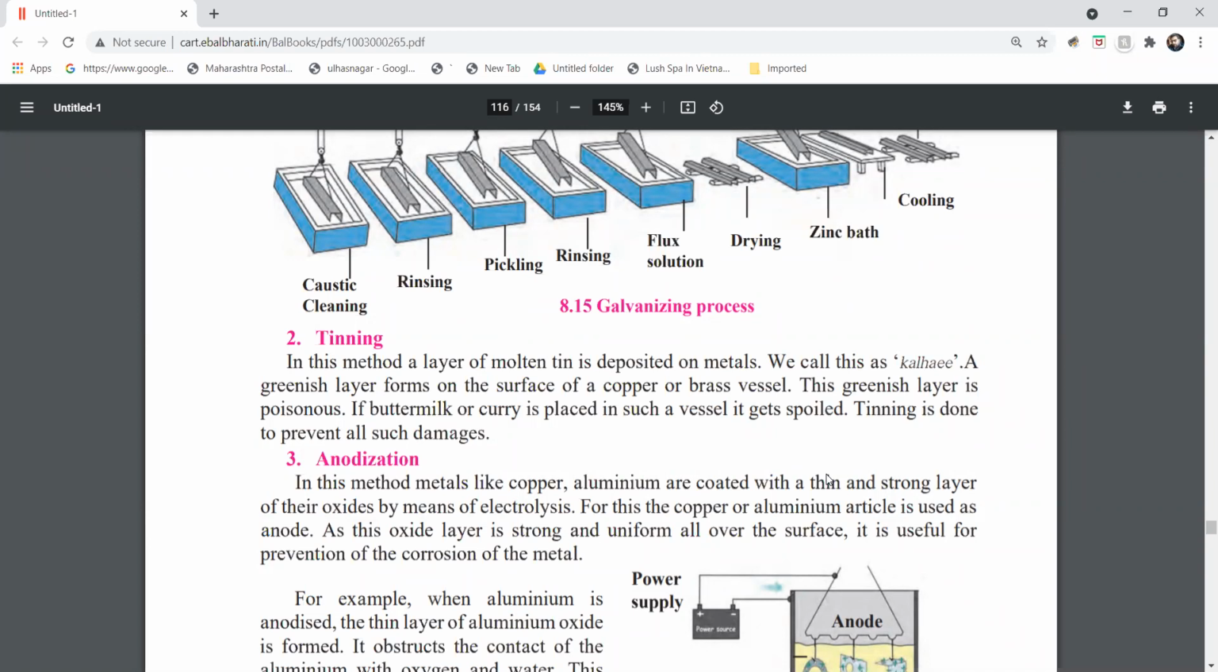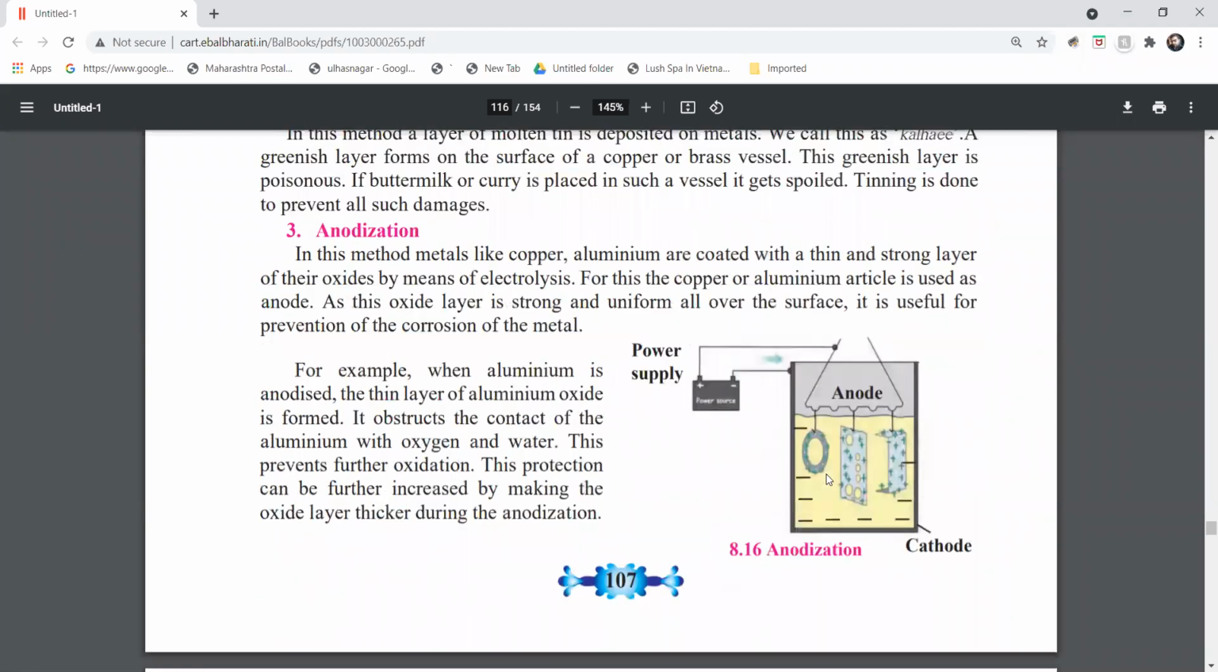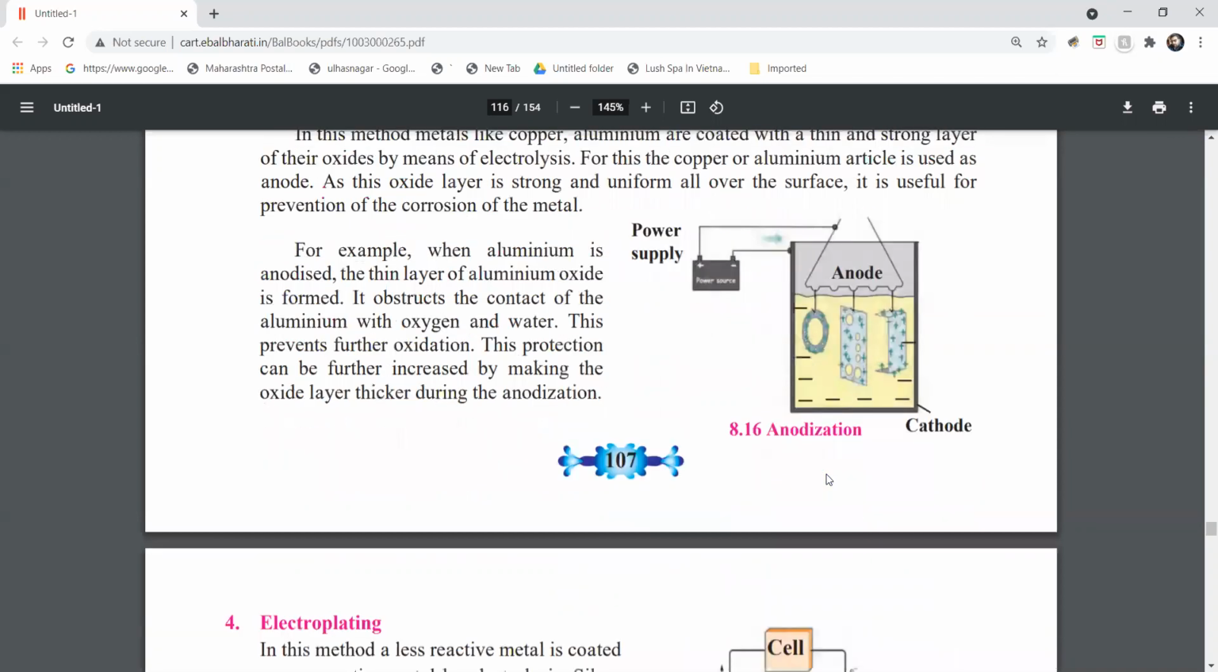Now anodization is a better method, in which aluminium and copper is coated with a very thin and strong layer of oxides by means of electrolysis. So for this, copper or aluminium is used as an anode, and the oxide layer is very strong and very uniform because it's in a liquid form. So when aluminium is anodized, there is a layer of aluminium oxide, and it doesn't allow oxygen and water to interact. And this protection can also be made much stronger by adding to the oxide layer during the anodization.